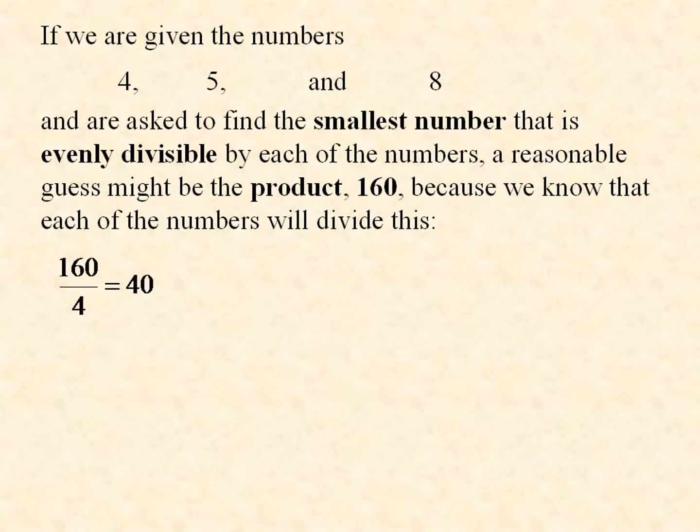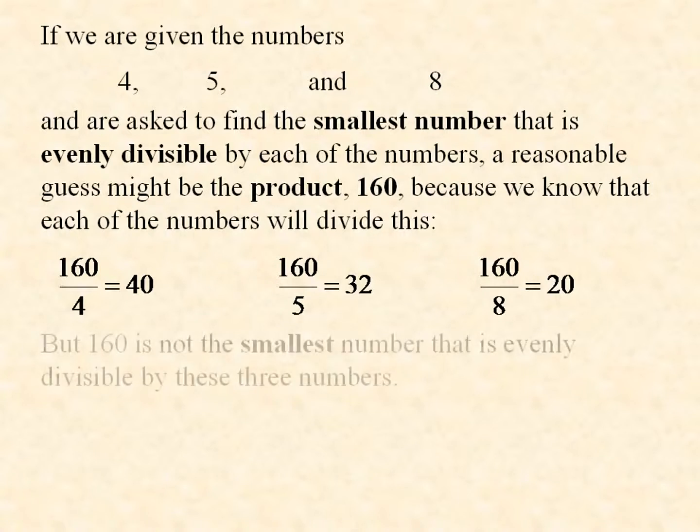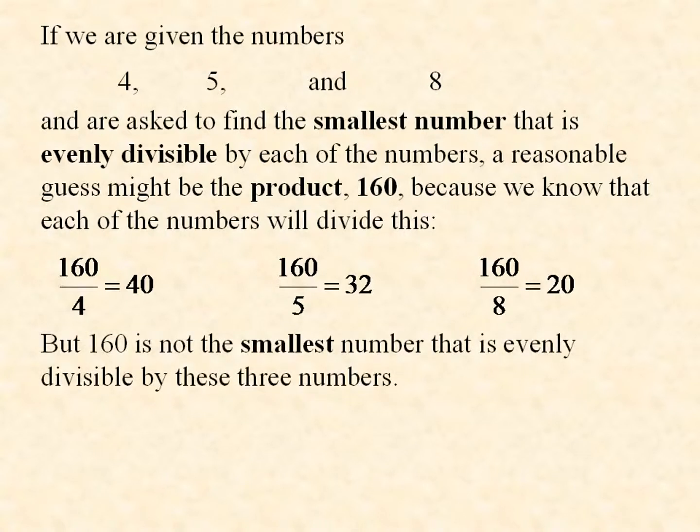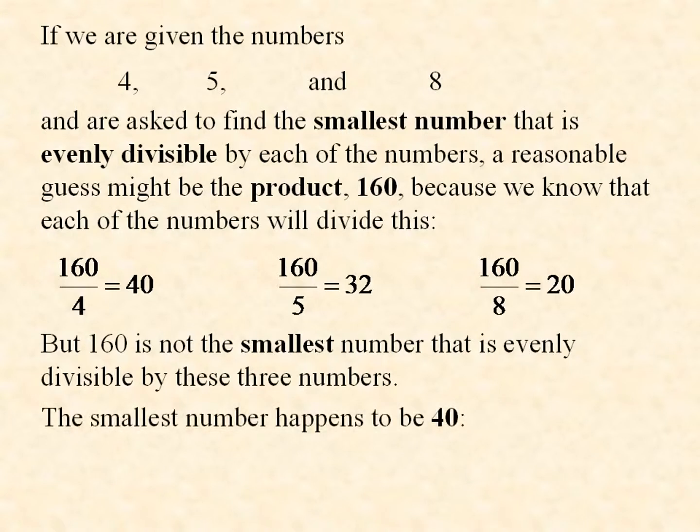160 divided by 4 is 40, 160 divided by 5 is 32, and 160 divided by 8 is 20. But 160 is not the smallest number that is evenly divisible by these three numbers. The smallest number happens to be 40. 40 divided by 4 is 10, 40 divided by 5 is 8, and 40 divided by 8 is 5. So you see each of these numbers goes into 40.